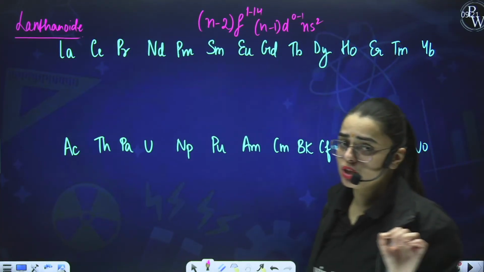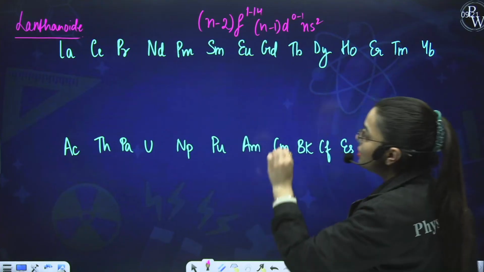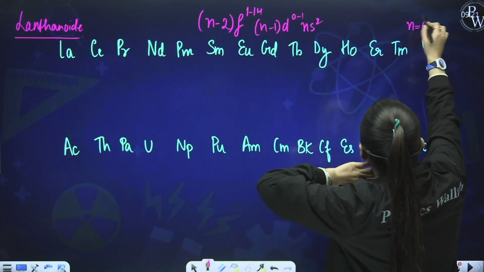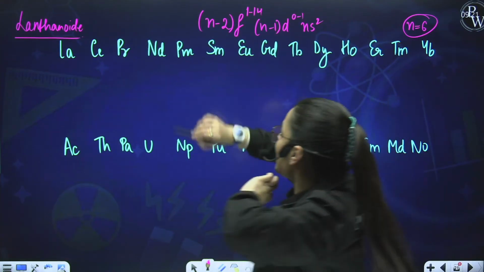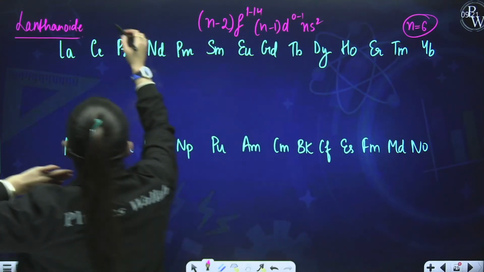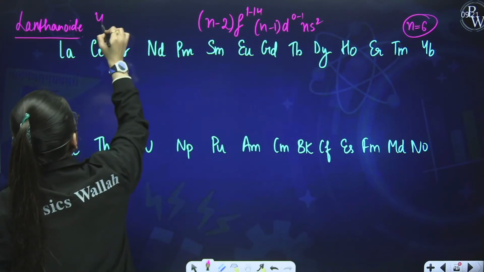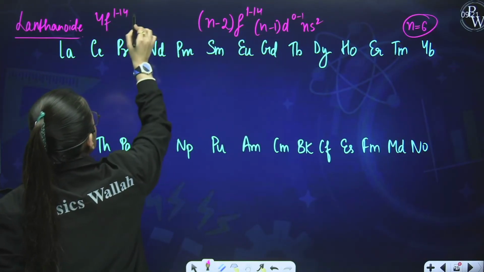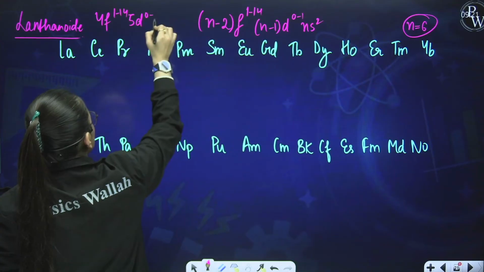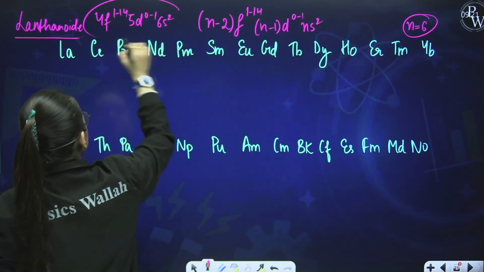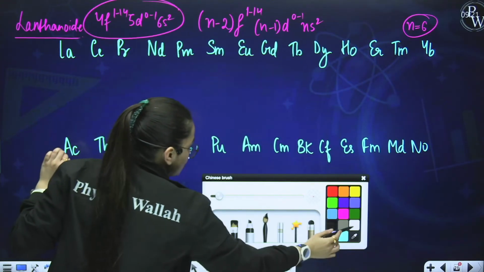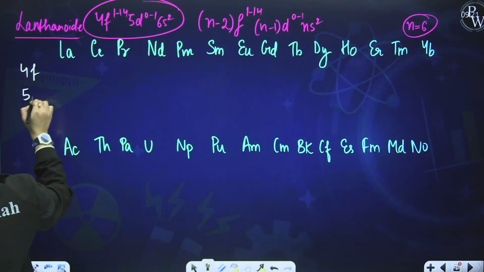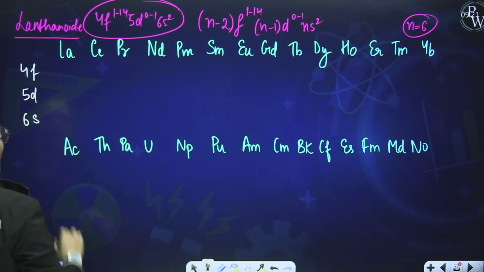This is the general configuration. As you all know, the lanthanoid series comes under the 6th period. So the n value over here comes out to be 6. That means the general electronic configuration is 6 minus 2, which is 4, so 4f 1 to 14. Now 6 minus 1 is 5, so 5d 0 to 1, and 6s2. This is the configuration for the lanthanoid series. So how do you remember it? Over here write 4f, over here write 5d, over here write 6s.